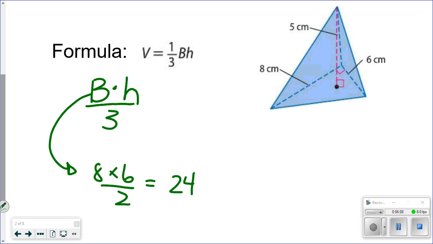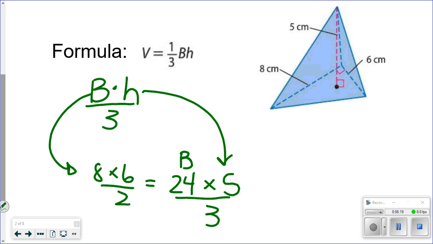Then I'm going to take that. I'm going to multiply that by the height of the whole prism, which is 5. Then divide by 3. Because this is my big B, this is my H, there's my 24 times 5, divided by 3. So you should end up with 40 centimeters cubed.